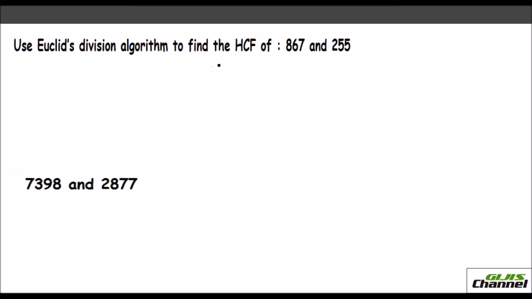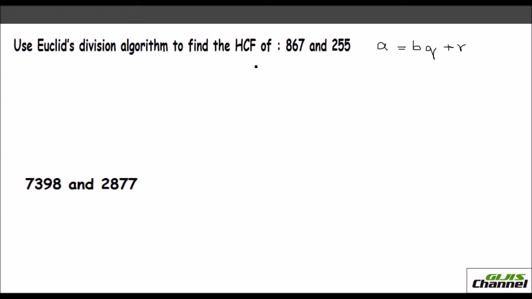So here you are asked to find the HCF of 867 and 255 using Euclid's division algorithm. As I said, we are going to put this in this form. The bigger number you take as a, equals b, where b is the smaller number, times q, the quotient, plus r, the remainder.